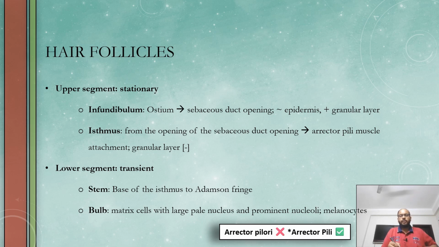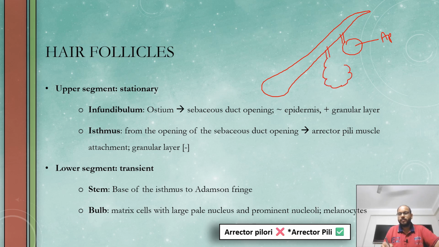Now hair follicles. I will not be going into very much detail about hair follicles. We'll just go through how to identify hair follicles in a dermal slide. Now hair follicles are divided into two segments. Let's just make a diagram of a hair follicle very roughly. This is the part where the apocrine gland enters. This is the part where the sebaceous gland opens up, and this is the part where the erector pili muscle is attached, and this is the bulb. Very rough diagram of a hair follicle.